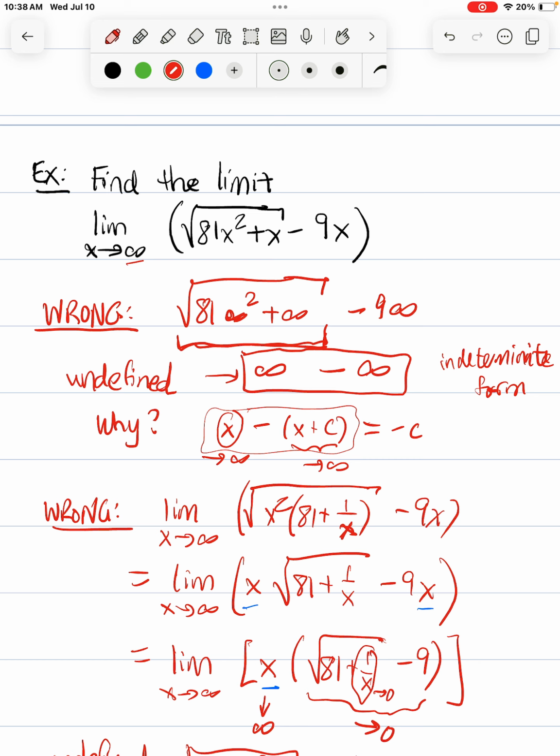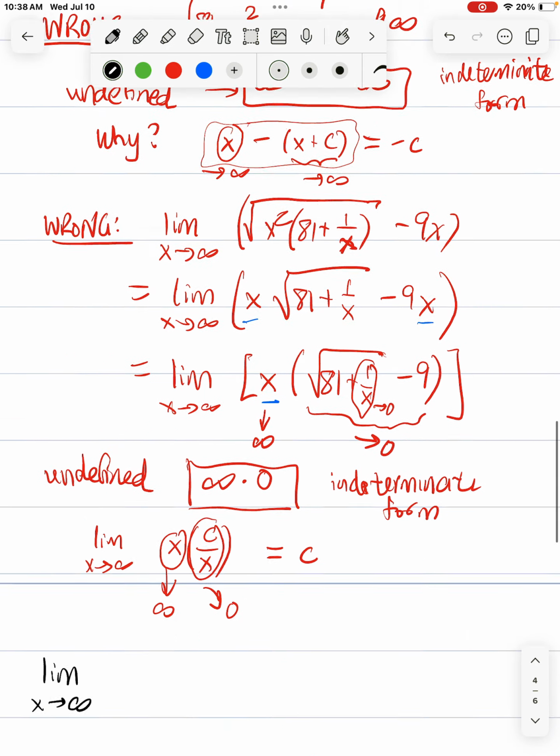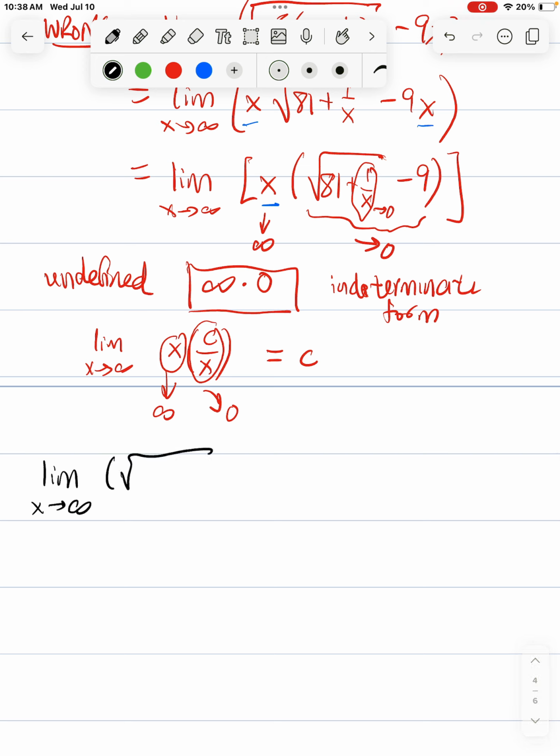So basically, the trick is to multiply and divide by the conjugate, the radical conjugate, right? So, okay, let's just rewrite what we're trying to evaluate. It's the limit as x goes to infinity of the square root of 81x squared plus x minus 9x. Right?